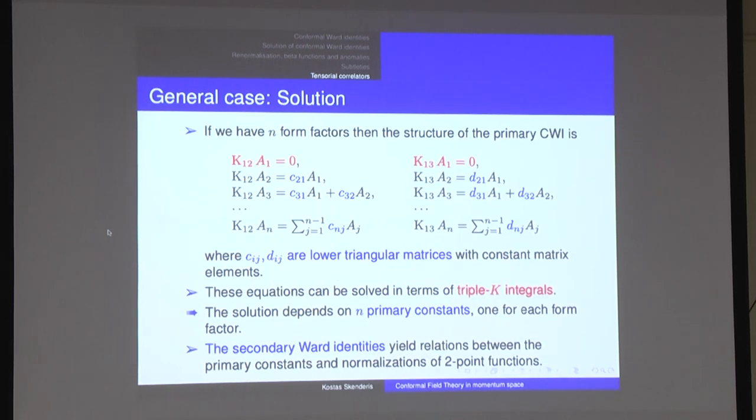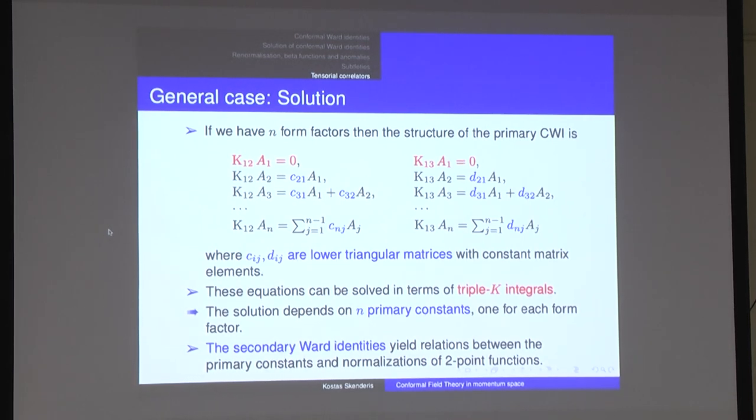Now, what is the general case? The general case for all systems takes the form I indicate over here. So you get an equation which is kind of lower triangular. The top one is always the same equation that we get for scalar three-point functions. So the solution is given in terms of triple-K integrals.